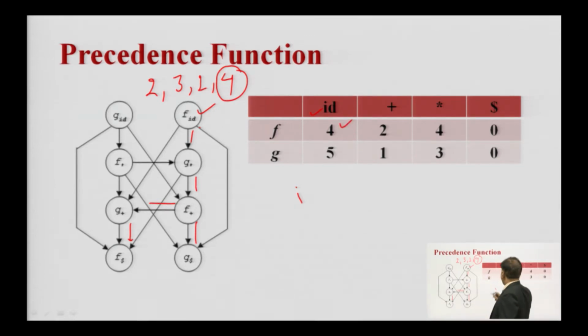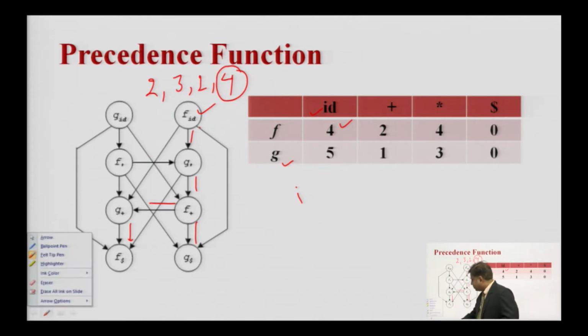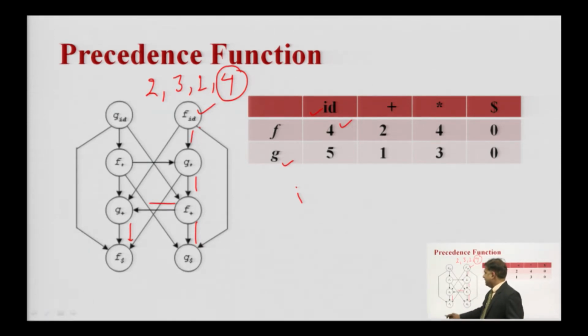Similarly, suppose I start with G id. What will be the longest path from G id which can be travelled? So, I will start again from G id.